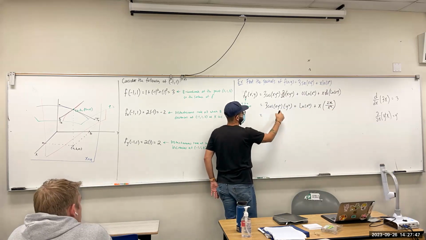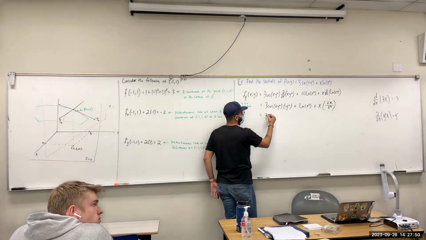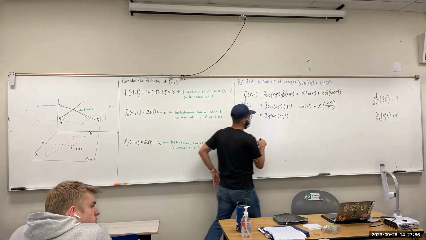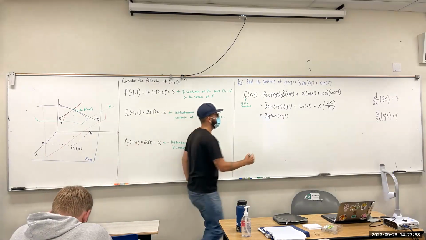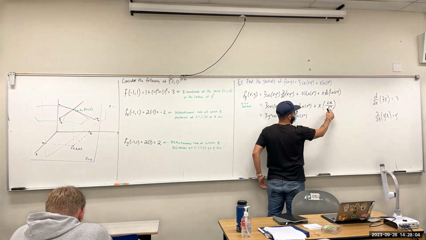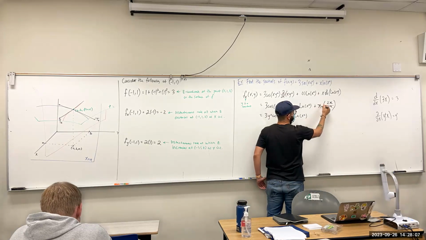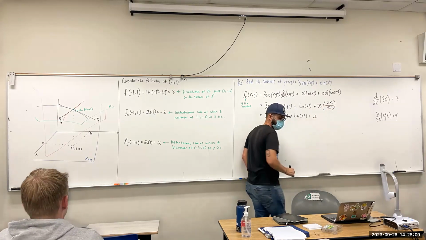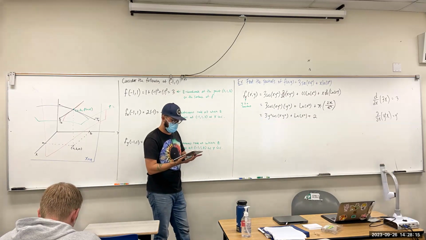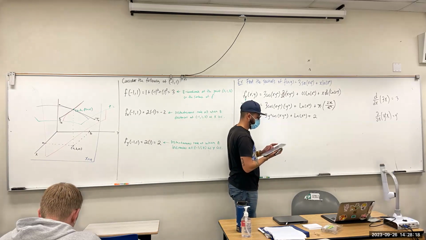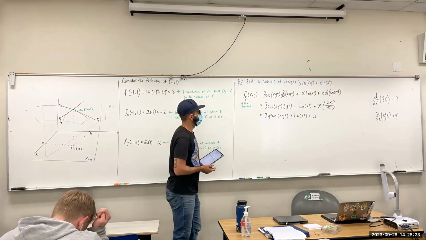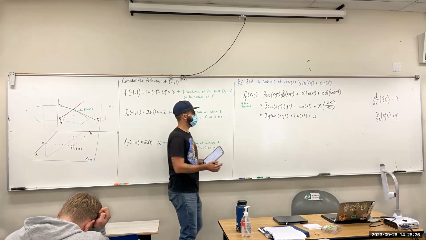So then we end up with 3y squared cosine of x y squared. Is that cool? Does that look good? Yeah. Plus ln of x squared. And then here, what happens with this x and this x? Cancels out, so we just end up with a 2.